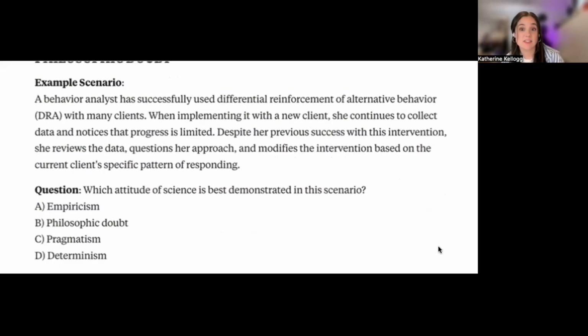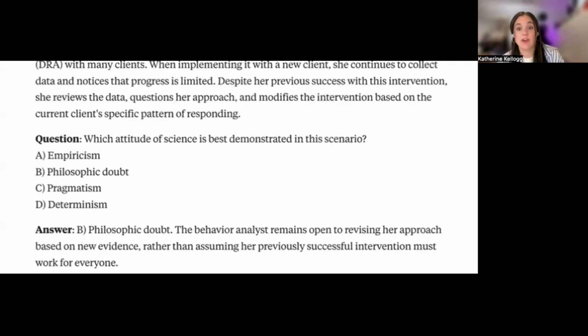A behavior analyst has successfully used differential reinforcement of alternative behavior with many clients. When implementing it with a new client, she continues to collect data and notices that progress is limited. Despite her previous success with the intervention, she reviews the data, questions her approach, and modifies the intervention based on the current client-specific pattern of responding. So which attitude of science is best demonstrated here? You got it, philosophical doubt. The behavior analyst does remain open to revising her approach based on new evidence rather than assuming her previous success and intervention works for everyone else.